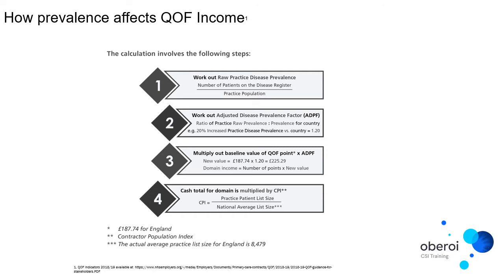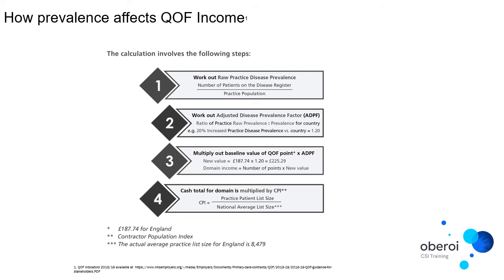Each point is then worth more because you multiply it by that ADPF. So the new value would be £187.74, which is the baseline value, multiplied by the ADPF of 1.2. Each point for that particular disease area is then worth £225. You then work out the domain income by taking the number of points and multiplying that by the new value.